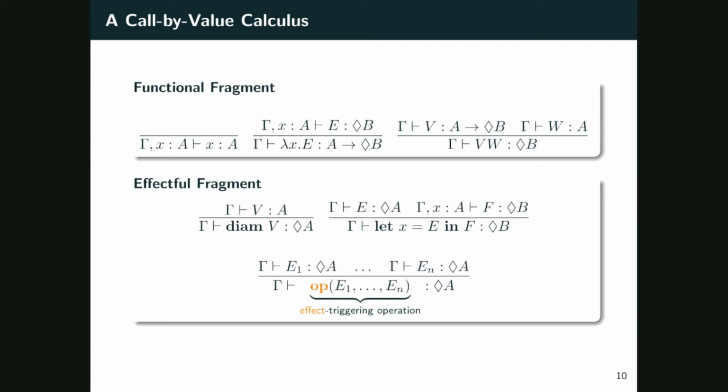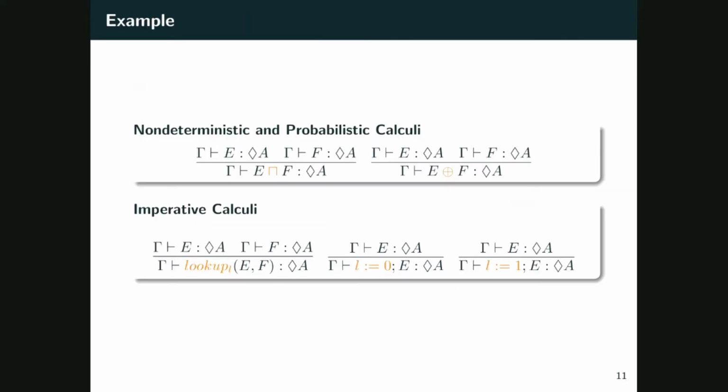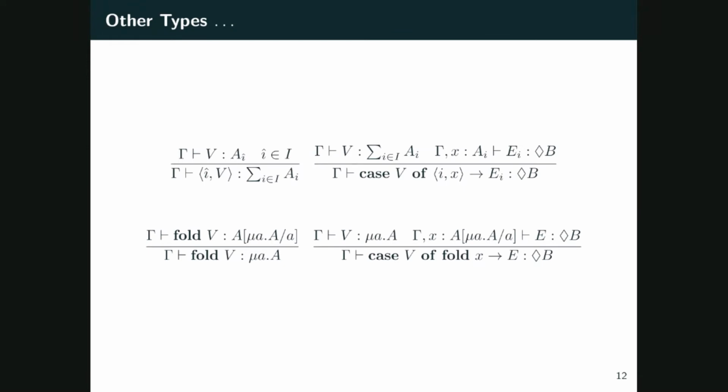So we have a constructor that takes a value and transforms it into a trivial computation. We have a sequencing that allows us to sequentially compose effectful computations. And then I also consider some operation symbols that act as sources of effects. So for instance, by taking binary operations, we can model non-deterministic or probabilistic calculi, or by taking operations for reading and writing from stores, we obtain imperative calculi. And then, of course, I also assume to have other types, such as sum types or recursive types, so that we have recursion and other features.